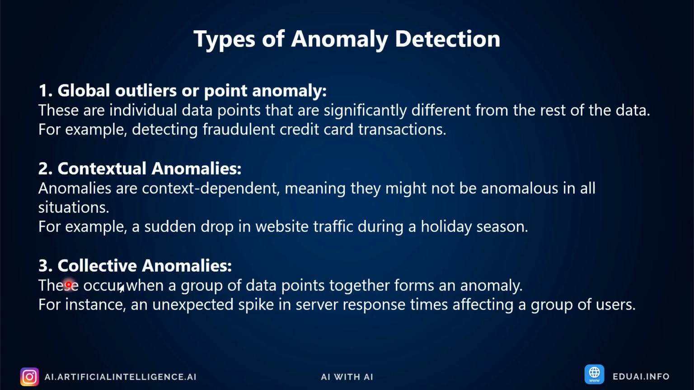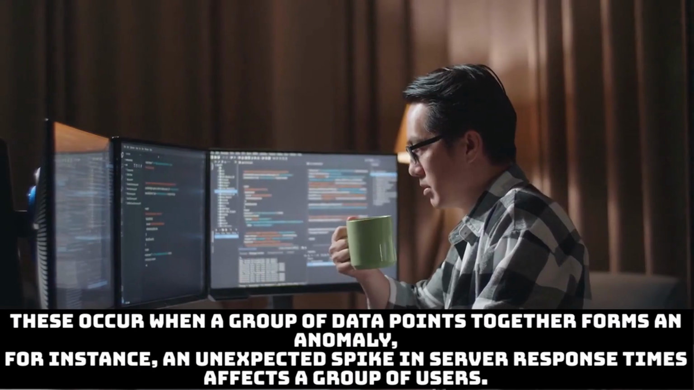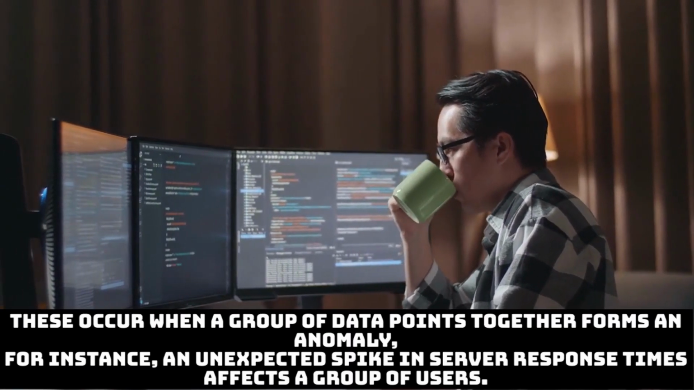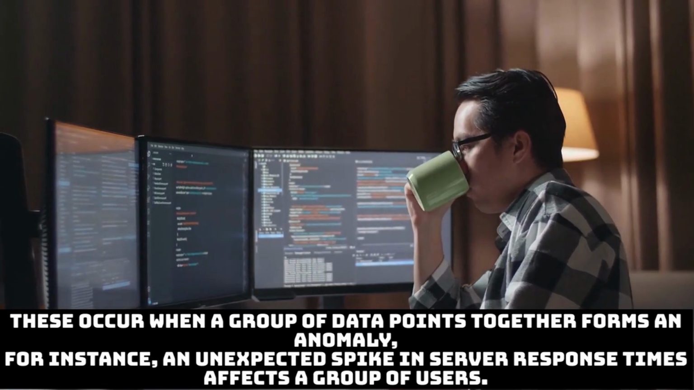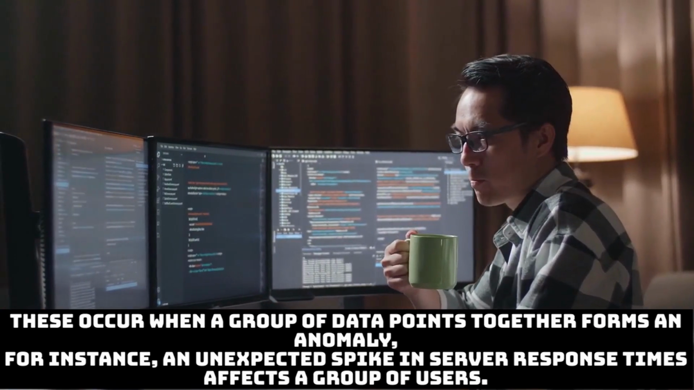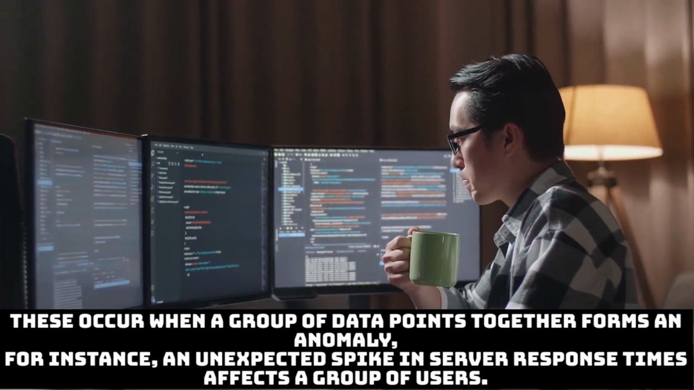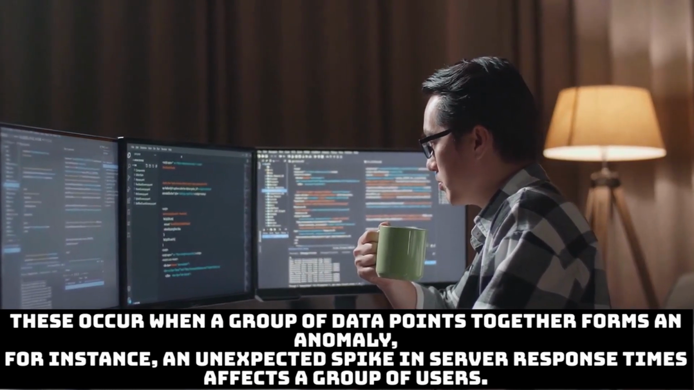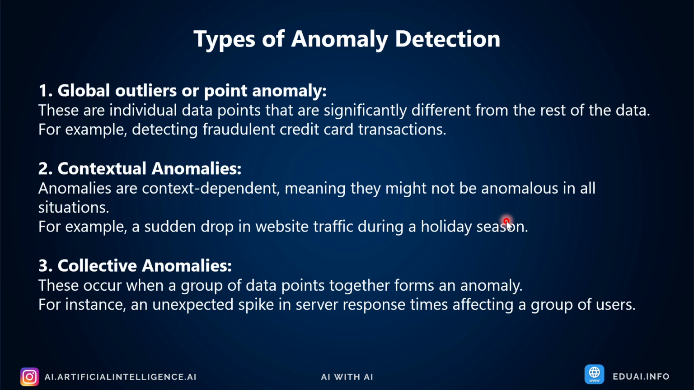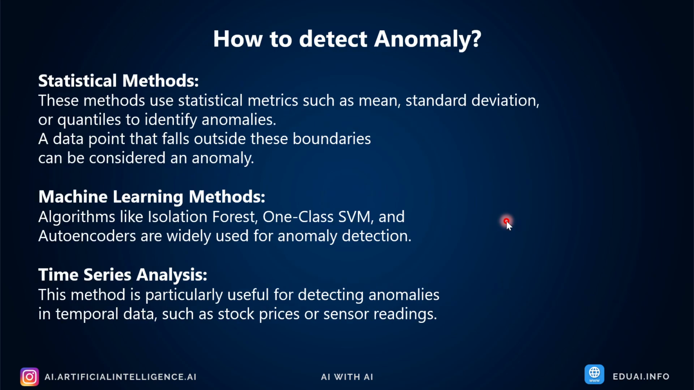Then the last but not the least is collective anomalies, which is nothing but a group of data points together forming an anomaly. It is not one data point, it is not contextual, but it is collective. It is a group of data points together forming an anomaly. For instance, an unexpected spike in the server response times affecting a group of users. So here it is not about one data point, it is affecting a group of users. So it is collective anomalies. Okay, now if this is very clear to you, let's proceed to understand how we implement anomaly detection.